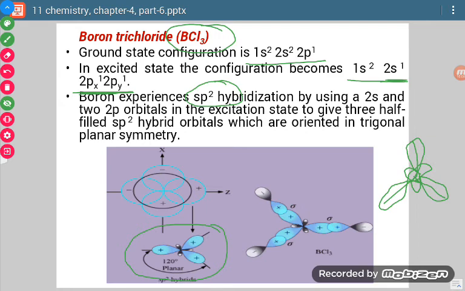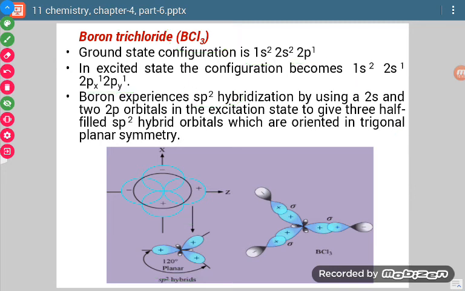Okay, now these are available for bond formation. This can also form bond, this can also form bond, this can also form bond. Now there are 3 atoms of chlorine. They will come, and the unpaired electron in p orbital of Cl atom will undergo head-on collision with boron's 3 hybridized orbitals, and there will be formation of geometry which is trigonal planar geometry.